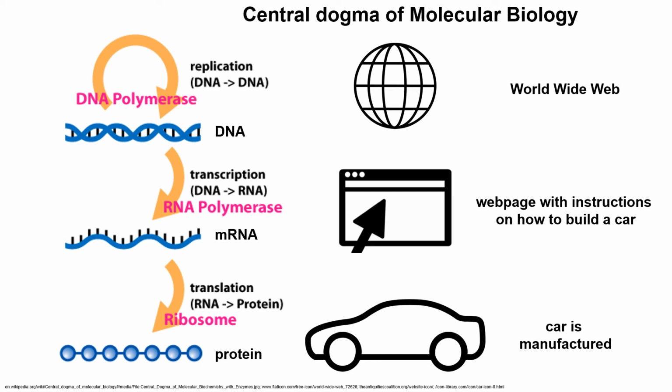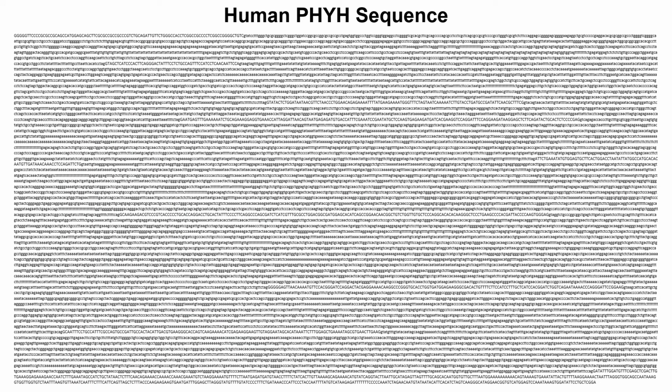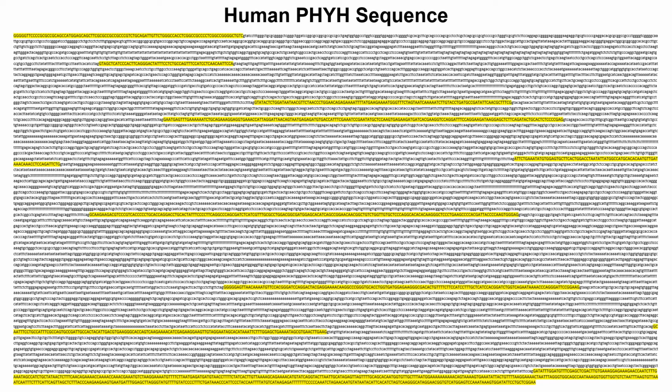So let's give you an example of the human PHYH gene sequence. Here it is in all its glory with its A's, C's, G's, and T's. And what I'm going to highlight in yellow are the regions of the gene that give the instructions for encoding the protein. Okay, so you see it's only a small amount of the entirety of that sequence.